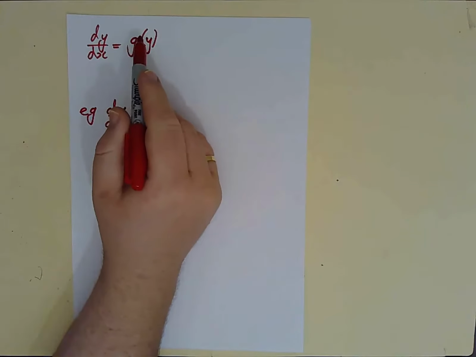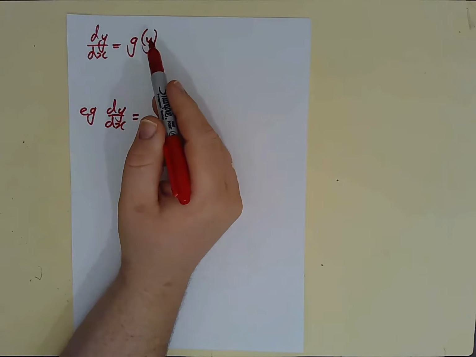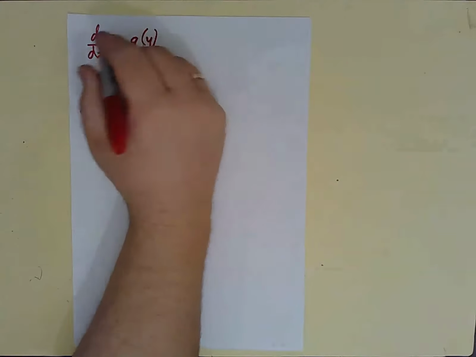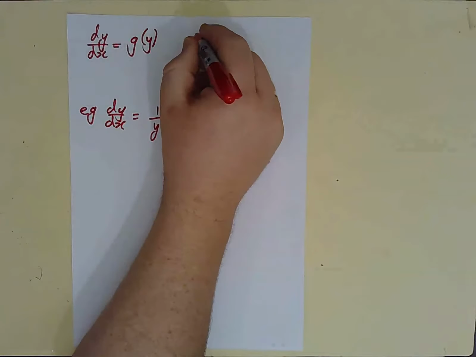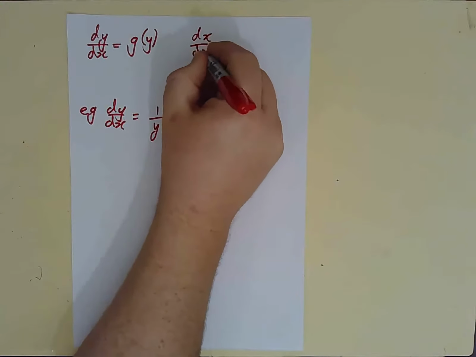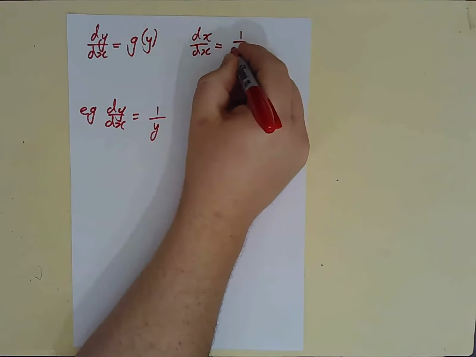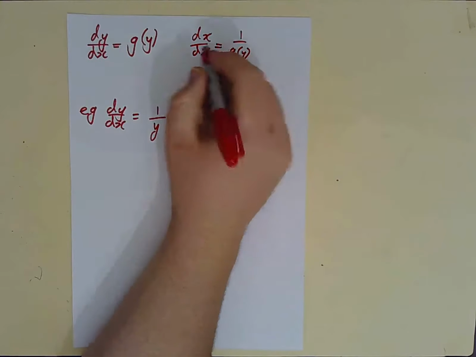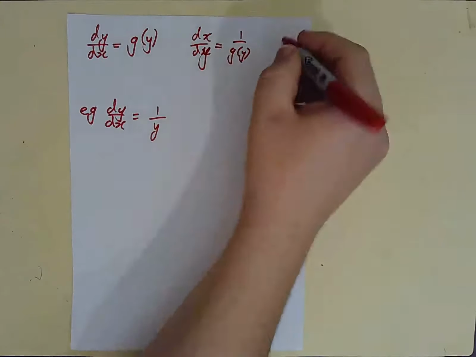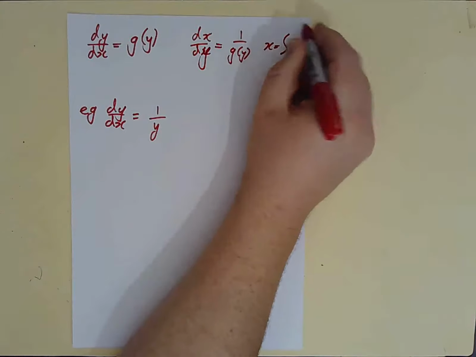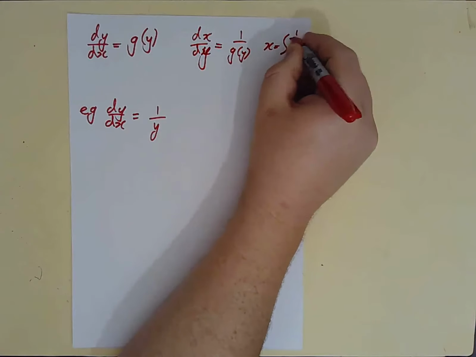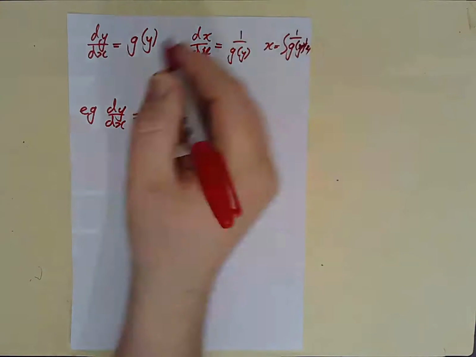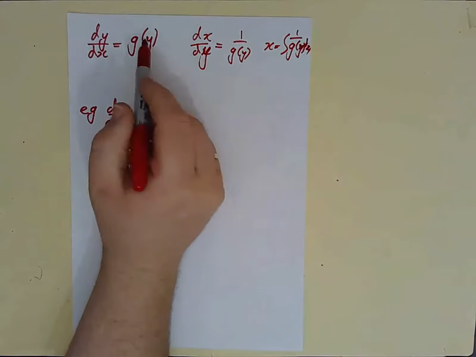So what I'm going to do, there's two approaches. The book, and they're effectively the same. The book says flip this around and flip this around. So dx/dy equals 1 over the function of y. Sorry, that's a g of y. And then you can just do your integral. So you can say x equals the integral of 1 over g of y dy. So right there.